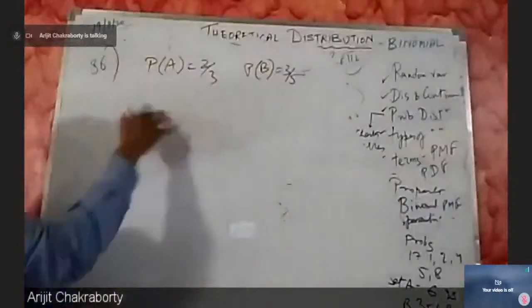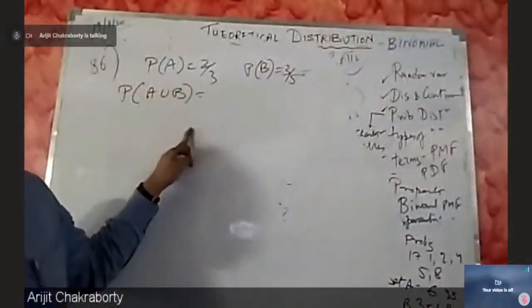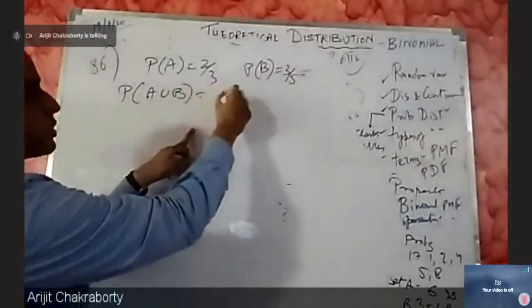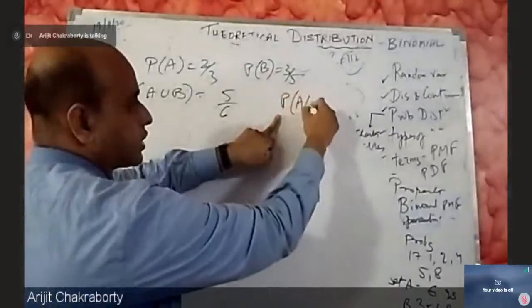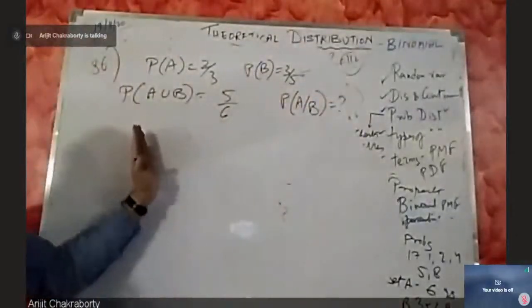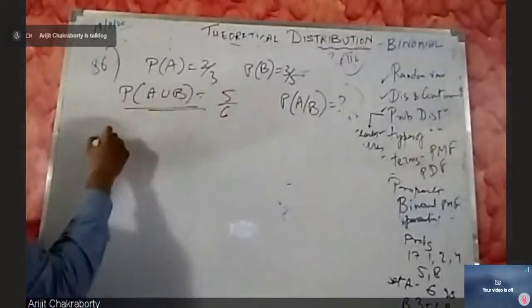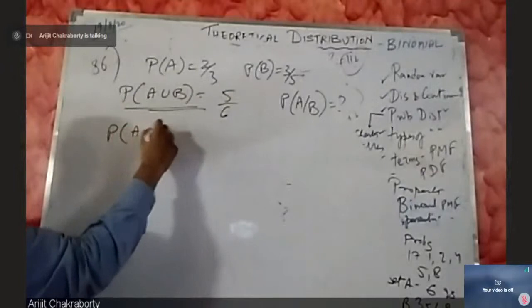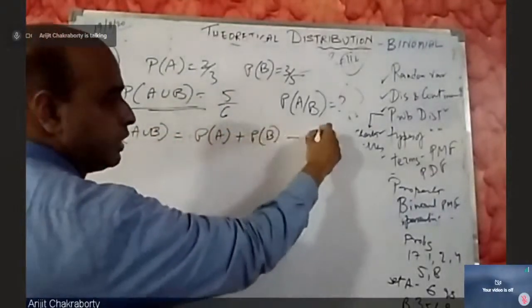Probability of A union B, P(A union B), is 5 by 6. You have to find P(A intersection B). Beautiful question coming in. So here we directly apply the P(A union B) equation. You know P(A union B) is equal to P(A) plus P(B) minus P(A intersection B).